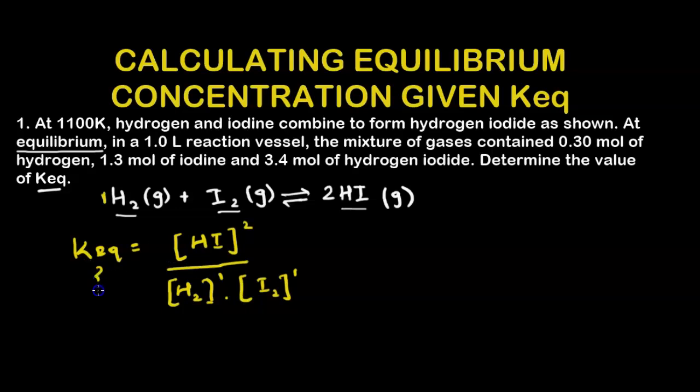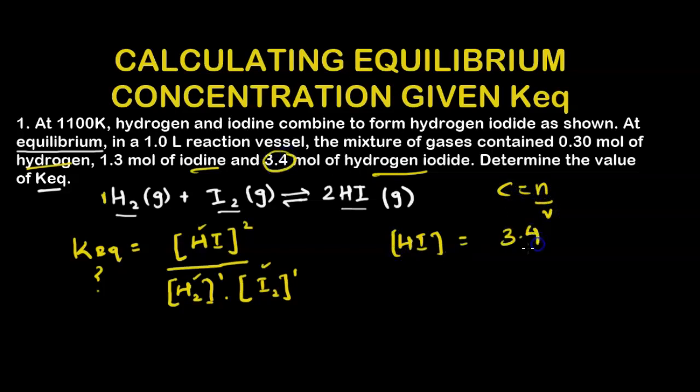Now we are supposed to find K equilibrium, but first let's see, are we given the concentrations of HI, H2 and I2? We notice that we are given the moles of each of these: hydrogen, iodine, and hydrogen iodide gas, and all these moles are given at equilibrium. We can use these moles along with the volume to get the concentrations. Let's first get the concentration of hydrogen iodide. We know concentration is number of moles over volume. The number of moles of hydrogen iodide is 3.4, divided by volume of 1 liter, which is nothing but 3.4 itself.